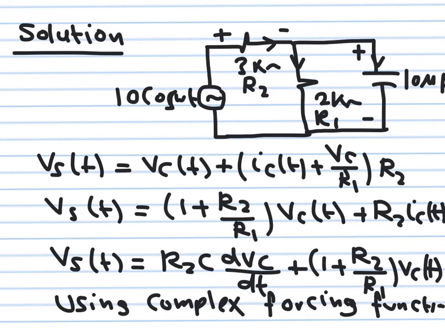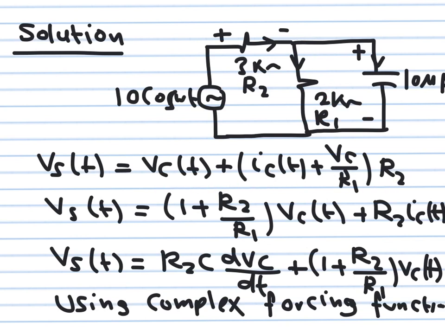Okay, so let's first write that equation. The equation I wrote is that this voltage is equal to this voltage plus this voltage. This voltage here is the capacitor voltage, and this voltage here is the current flowing here multiplying R2. But this current flowing here is the sum of two currents, the capacitor current IC of t plus this current, which is VC divided by R1. Okay, so this is what I did here.